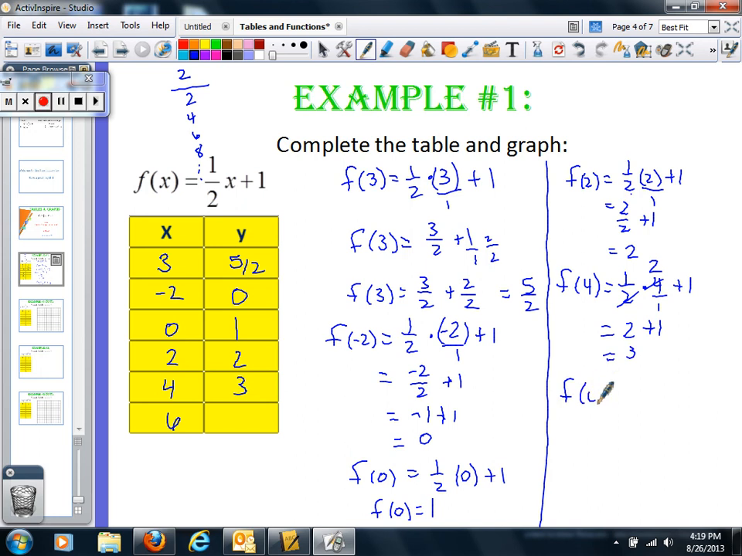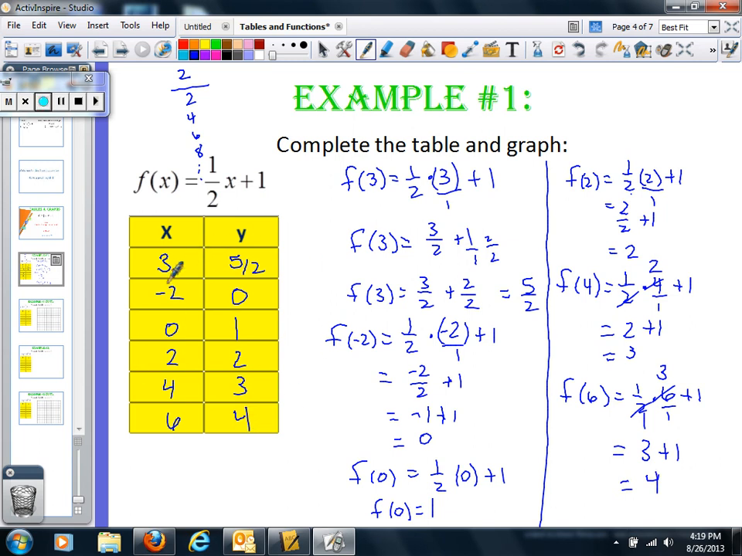And then the last one, f of 6, is 1/2 times 6 plus 1. Put the 6 over 1 again, multiply straight across, or I can cancel. The 6 and the 2 will cancel. The 6 becomes a 2. The 2 becomes a 1. So now I have 1 times 3 is 3 plus 1, which is 4. Okay? So now I have a table.